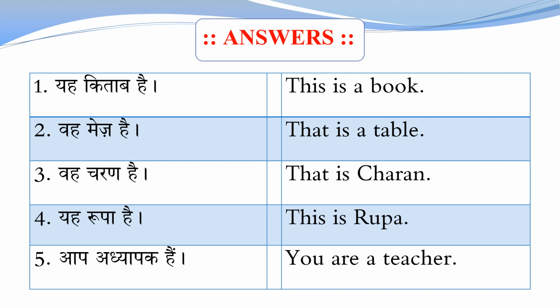Vah charan hai. That is charan. Here, when it comes to a person, we do not mention a charan or the count of number of charans. So, vah charan hai. That is charan. Yah rupa hai. This is rupa. Aap adhyapak hain. Here, aap is in a more respectful manner. Adhyapak translates to teacher. And hain is a plural form, which can be translated as are. Aap adhyapak hain. You are a teacher.